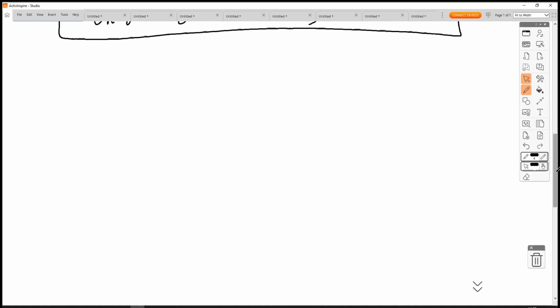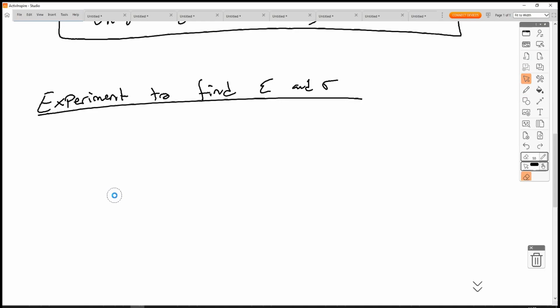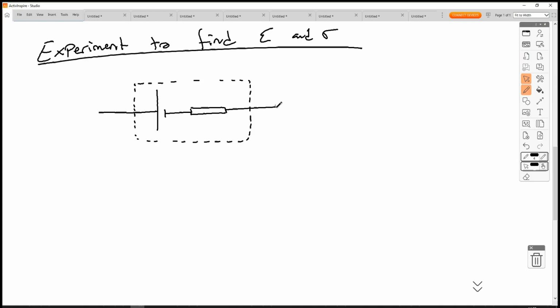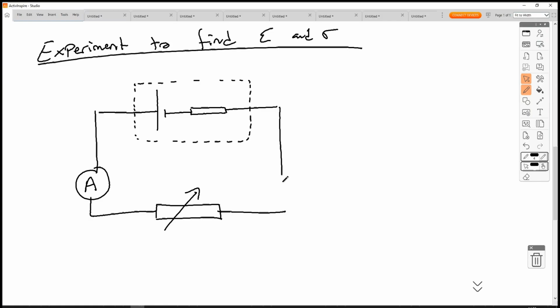Next, let's look at an experiment to find EMF and internal resistance. So we want to set up a simple circuit. So we have our cell, our internal resistance. And from now on, we just put a dotted line to show that it's a battery that has internal resistance, like so. We put an ammeter, a variable resistor as our load, and we put a voltmeter. So this load resistor, we can call that R. This is little r. This is EMF.